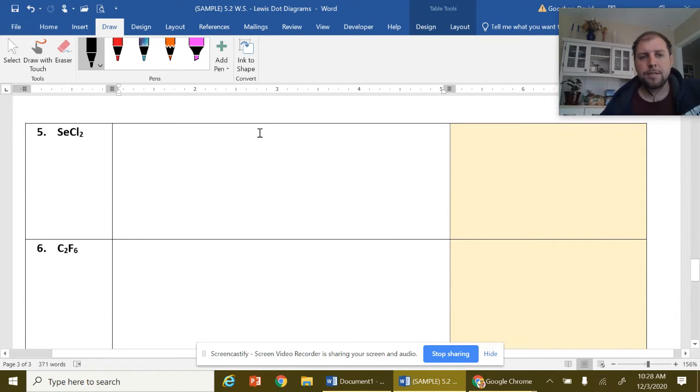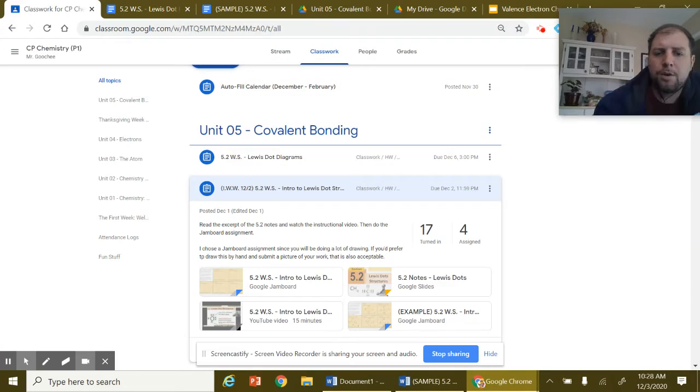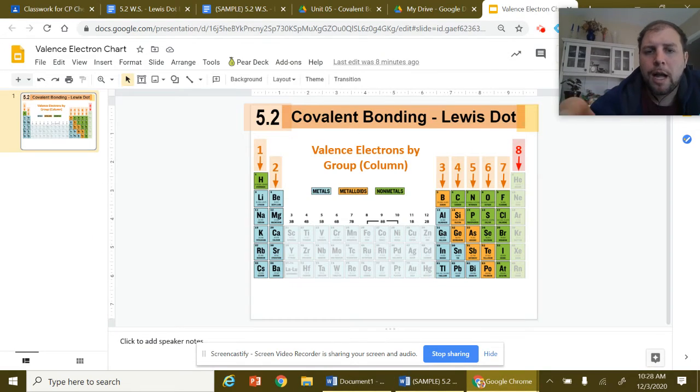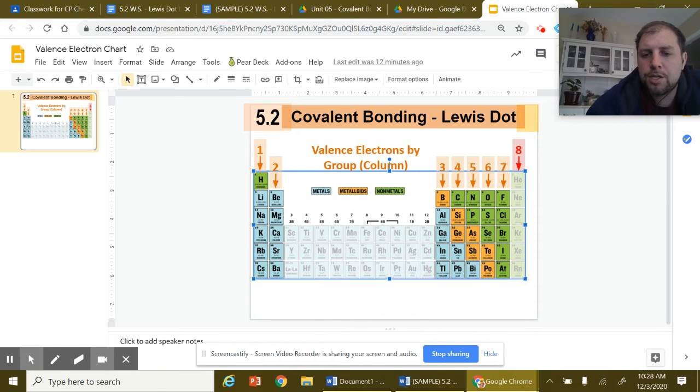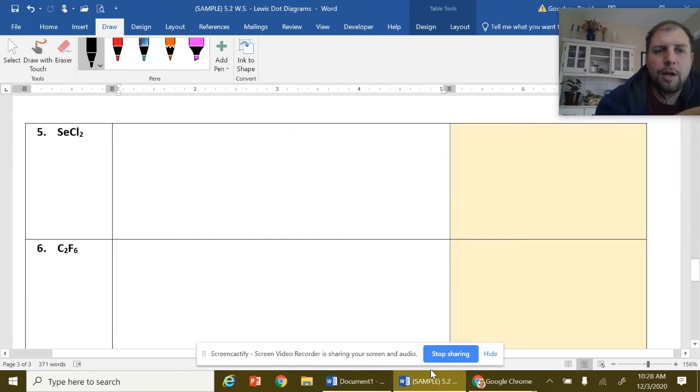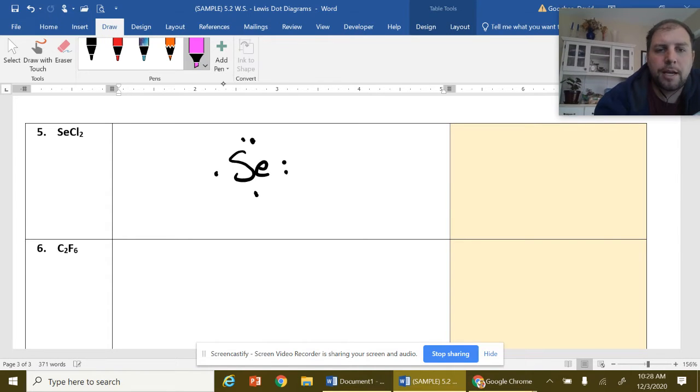SeCl2. Well, I'm going to go take a look because I'm not familiar with Se all that well. So I made a little valence electron chart. Se right here has 6 valence electrons. So I'm going to do Se 1, 2, 3, 4, 5, 6. And you'll see that this guy is going to form 2 bonds.